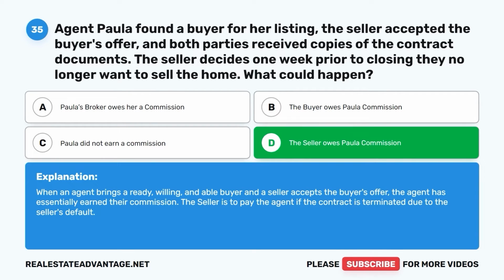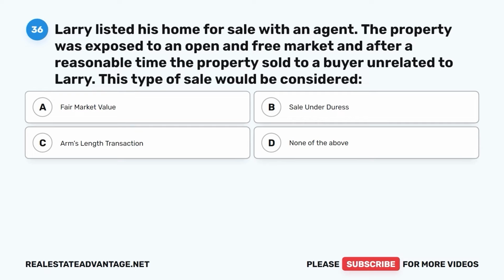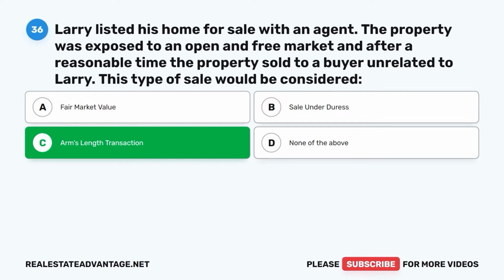When an agent brings a ready, willing, and able buyer and a seller accepts the buyer's offer, the agent has essentially earned their commission. The seller is to pay the agent if the contract is terminated due to the seller's default. Question 36. Larry listed his home for sale with an agent. The property was exposed to an open and free market, and after a reasonable time, the property sold to a buyer unrelated to Larry. This type of sale would be considered A. Fair market value, B. Sale under duress, C. Arm's length transaction, D. None of the above. The correct answer is C. Arm's length transaction.